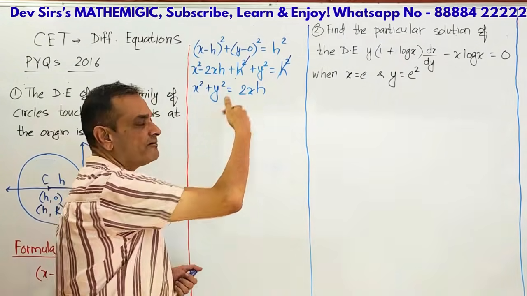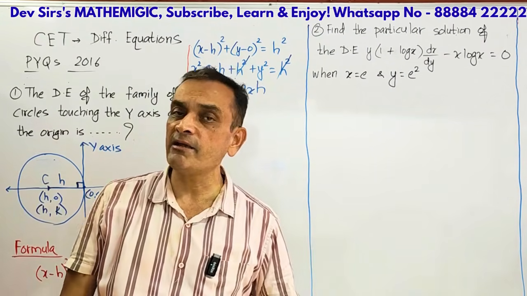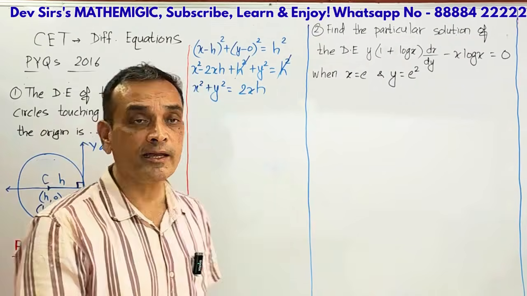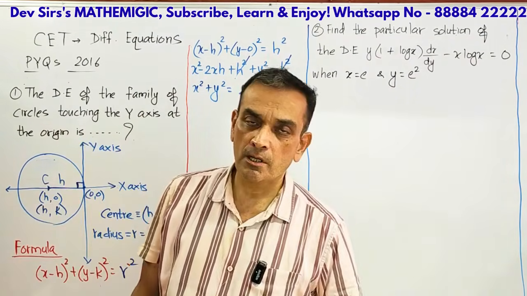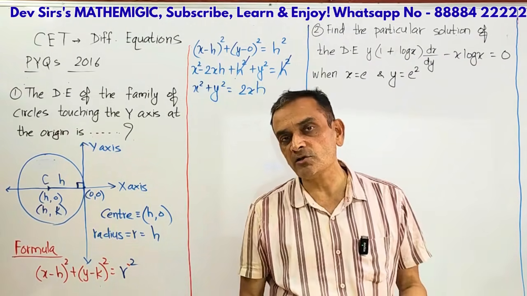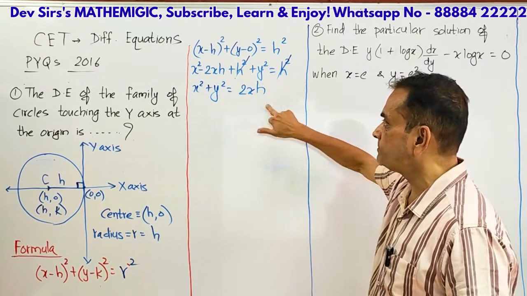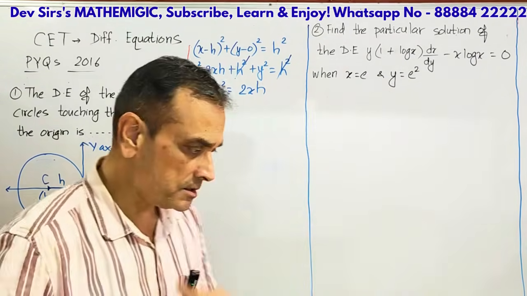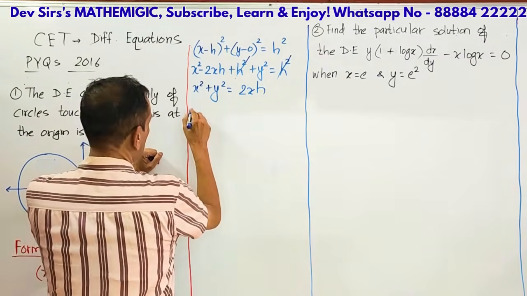To form a differential equation from a simple equation, we have to differentiate with respect to x. We use derivatives because the final answer should have terms like dy by dx in that equation. When terms like dy by dx are present in any equation, that equation is called a differential equation. Here, dy by dx is not there. Okay? So let us differentiate with respect to x.